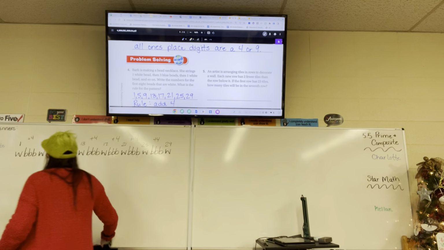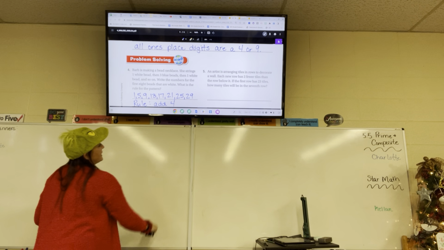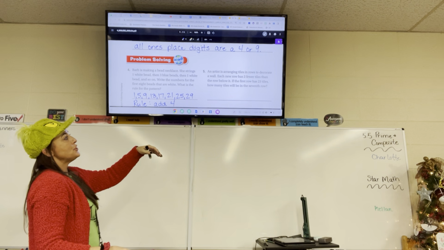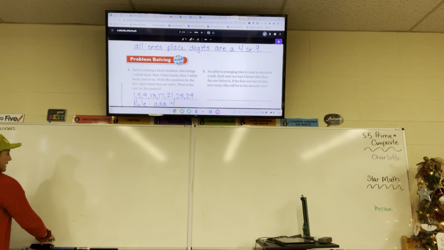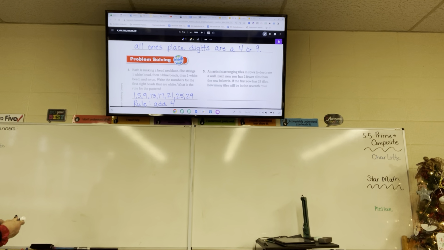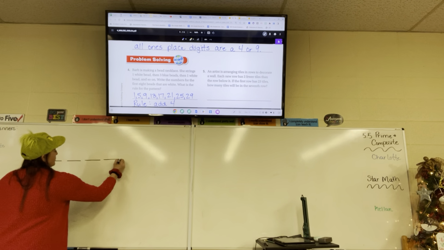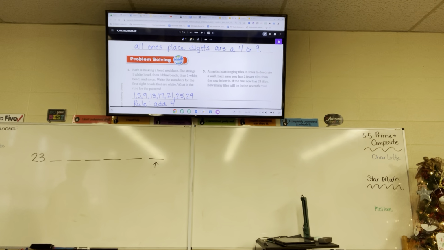Okay. And then we have an artist who is arranging tiles in rows to decorate a wall. Each new row has 2 fewer tiles than the row below it. If the first row has 23, how many tiles will be in the 7th row? So we have our first row, which is 23, second row, third row, fourth row, fifth row, sixth row, seventh row. So this is the one we're interested in. And what is the rule?